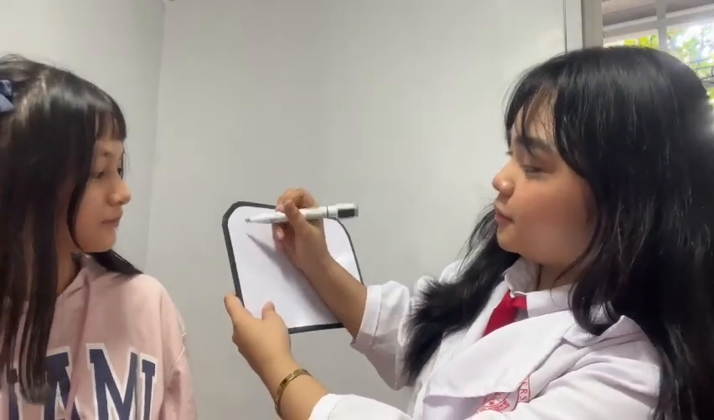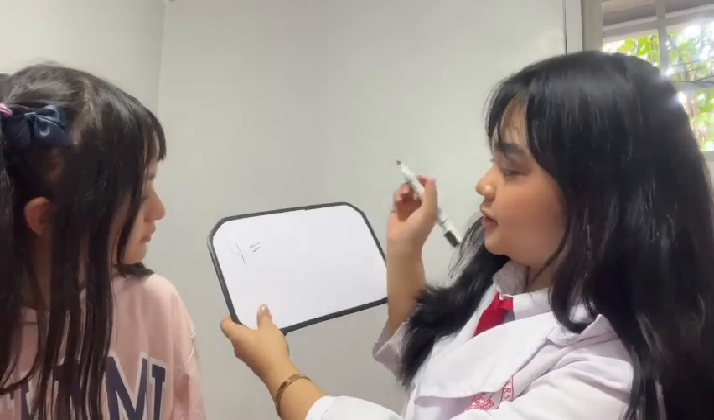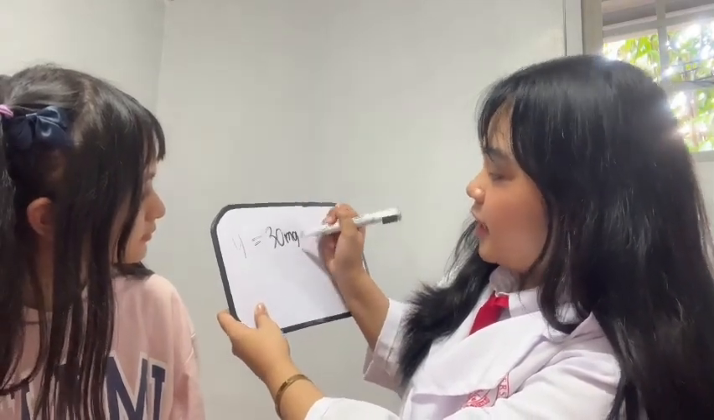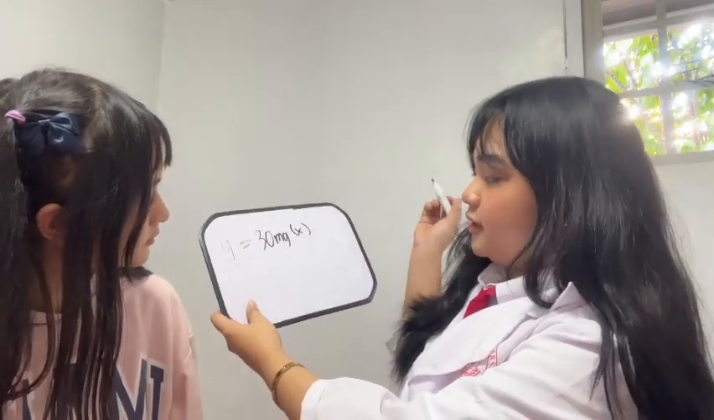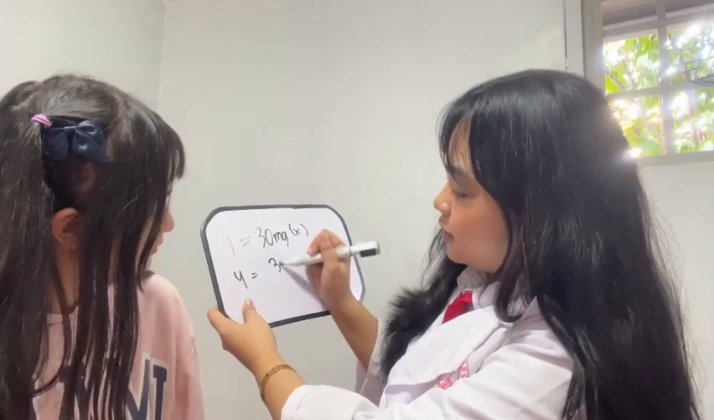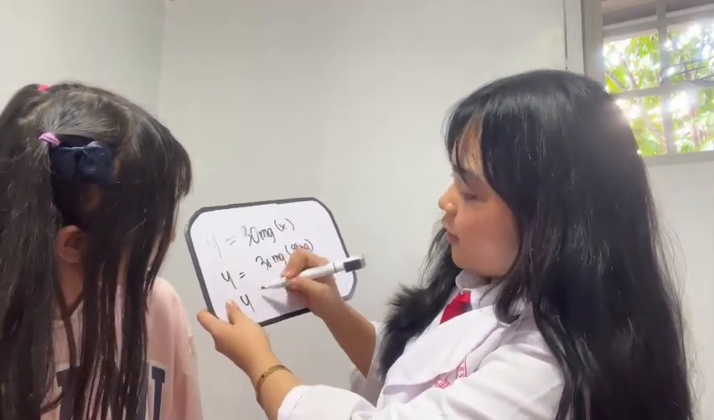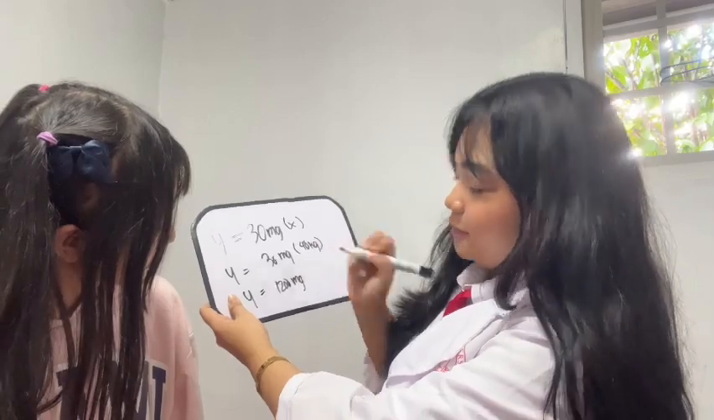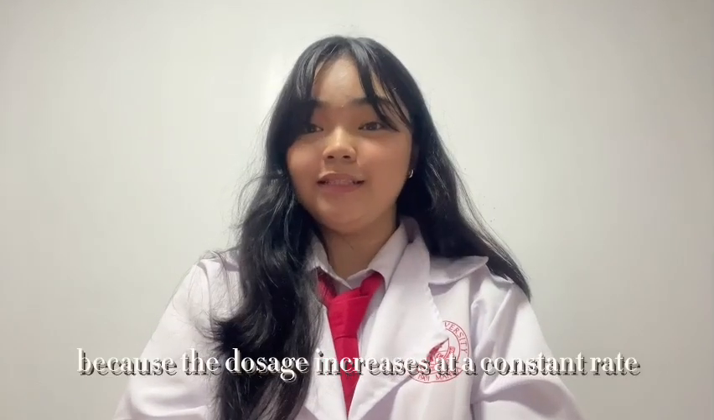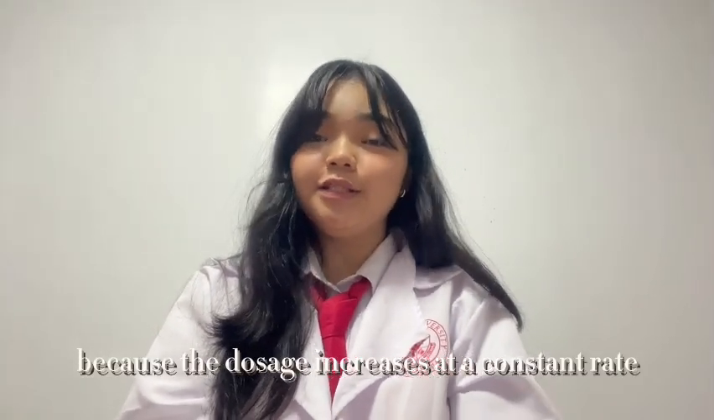Doctor, how much dosage of amoxicillin should I take? Oh, what's your weight? 40 kilograms. Well, since you're a teenager, I'll give you 30 milligrams. And if you use a linear equation, we can simply put y equals 30 milligrams, and we multiply that by x. x is your weight, so we substitute it, and 30 milligrams multiplied by 40 kilograms is 1,200 milligrams. This is a linear function because the dosage increases at a constant rate with weight.